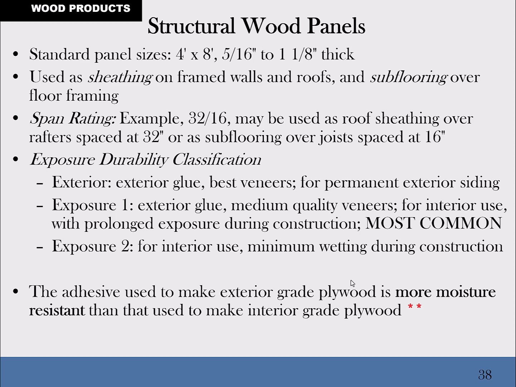So on a plywood lumber stamp, they'll have a span rating like 32/16, which is used as roof sheathing spaced at 32 inches, or as subflooring over joists to walk on, where the joists need to be at least 16 inches apart. The actual joists of the floor framing, so that you can stand on it without it deflecting.